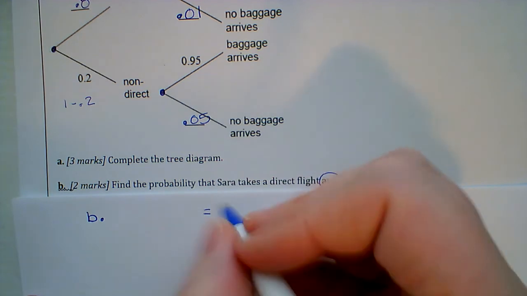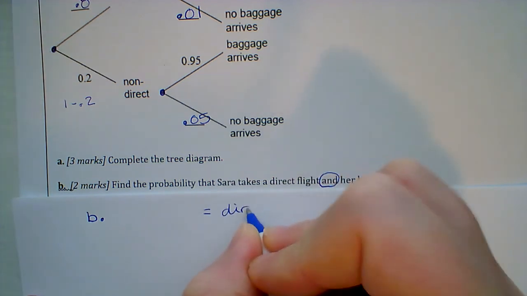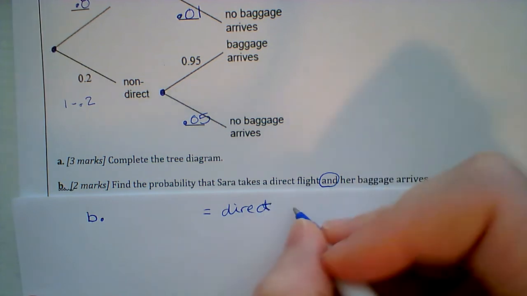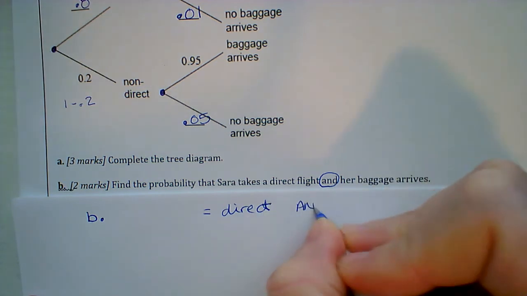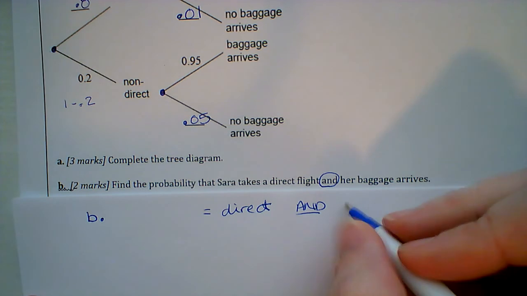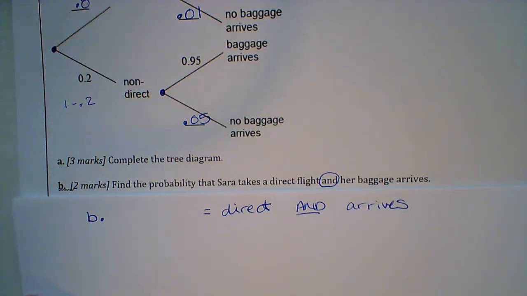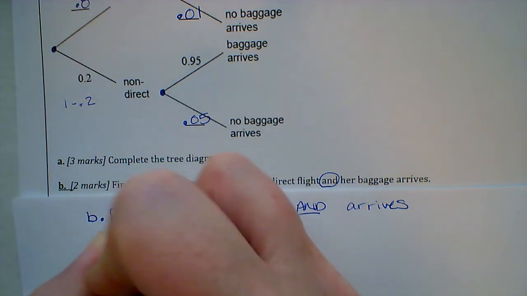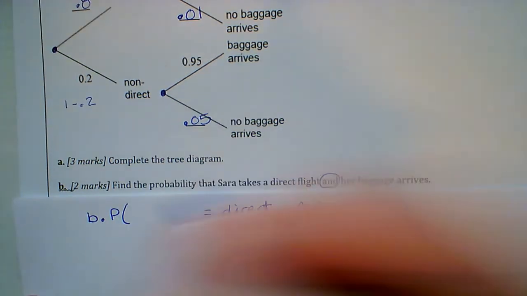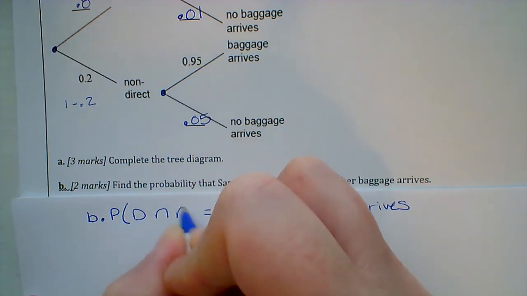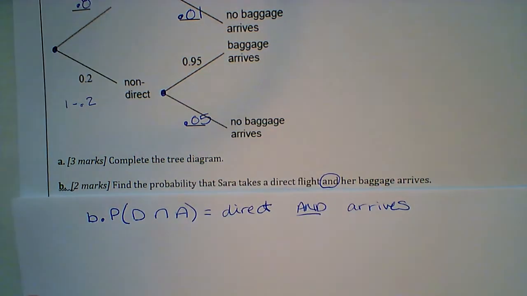So I need a direct flight. It looks like a D, but we're going to make that a direct. And baggage arrives. I'm going to abbreviate this because I'm lazy like that. All right. Direct flight and baggage arrives. So using probability notation, this is going to be a direct flight and baggage arrives. Okay? So let's fill this in.